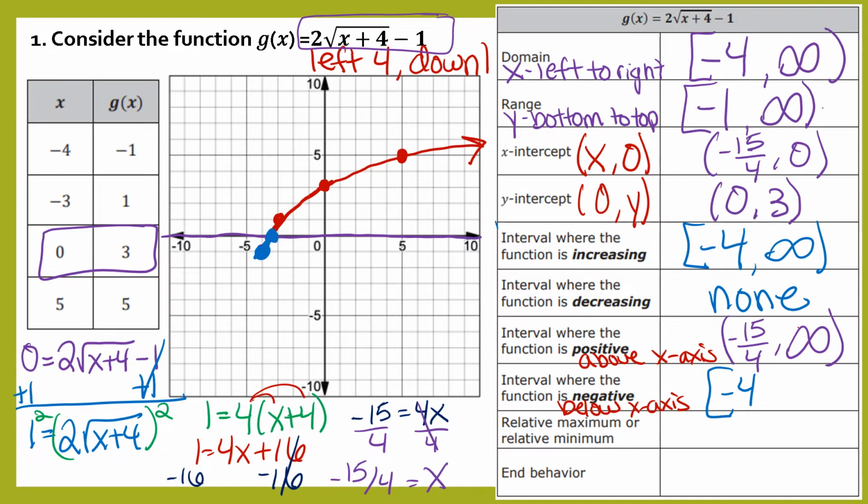And then we stop being negative at what number? Yeah, the -15/4. When we started being positive, that's where we stopped being negative. Are we going to include that -15/4? No, it's 0 at that point, so we don't want to include it, so we want parentheses around it.